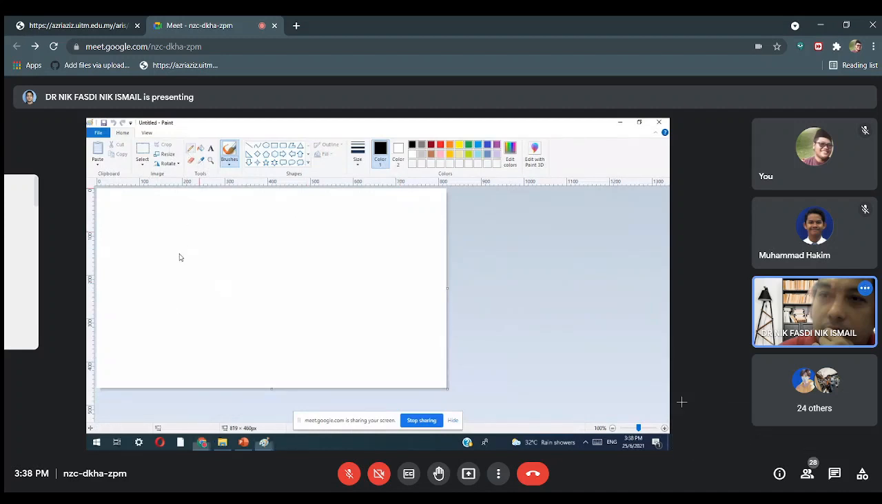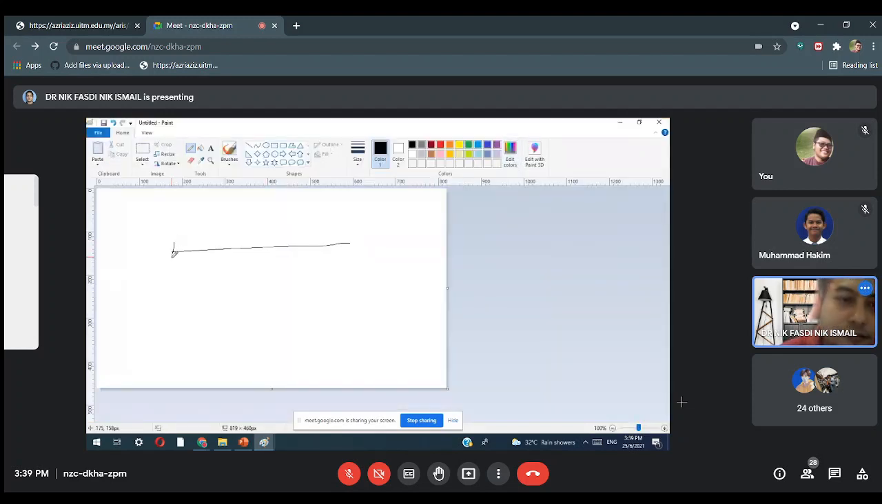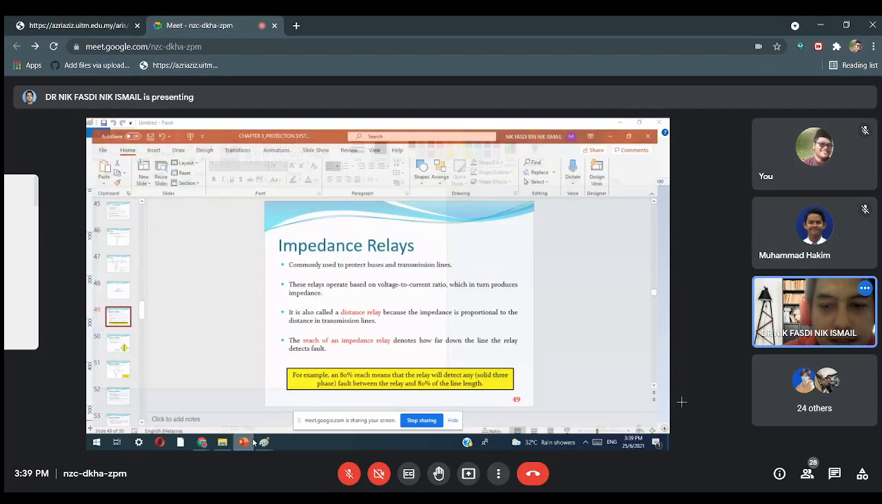So, cerita dia gini lah. You ada satu transmission line. So, in this explanation slide, for example, an 80% reach means that the relay will detect any solid three-phase fault between the relay and 80% of the line. For example, this is a transmission line, bus 1 to bus 2. So, we put the relay kat sini. So, 80% of the line, mungkin dalam range ni. So, kat sini balance is 20%. So, dia cuma detect about 80%. Itu maksud dia. So, I nak you clear pasal 80% kat sini.